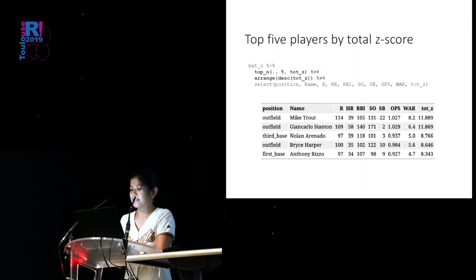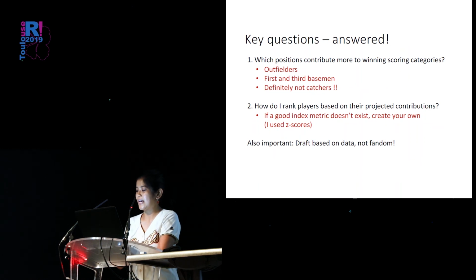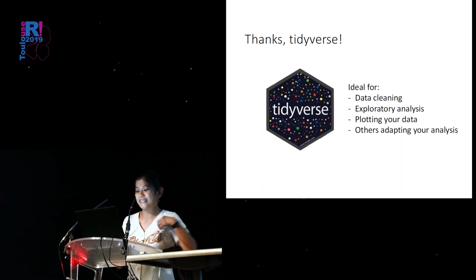And in this top 5 list, it's worth noticing that there's 3 outfielders, which is consistent with what we've seen from their production of runs, home runs, and RBIs. So we learned that I want to definitely avoid catchers and pick outfielders and first and third basemen. And I also learned that we can choose which players to draft by creating our z-score. So this strategy kept me from drafting bad players just because they played for my favorite team, the San Francisco Giants. Thank goodness I used the data instead.